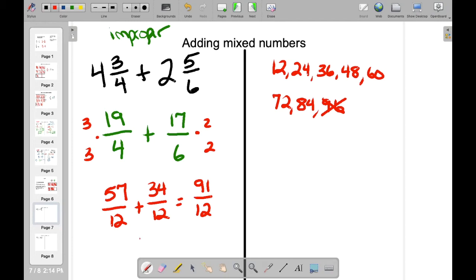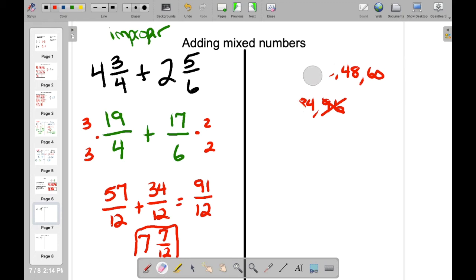So that means we have 7 wholes, which is 84 twelfths. And we need to know the gap between 84 twelfths and 91 twelfths. That is 7 twelfths gap between them. So the improper fraction method: you convert everything to improper fractions, you find a common denominator, you convert back to a mixed number at the end. And it does work. It frequently will just take quite a few steps.